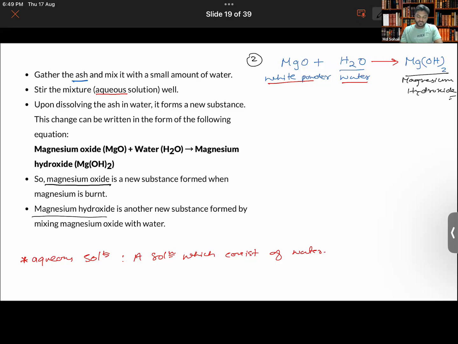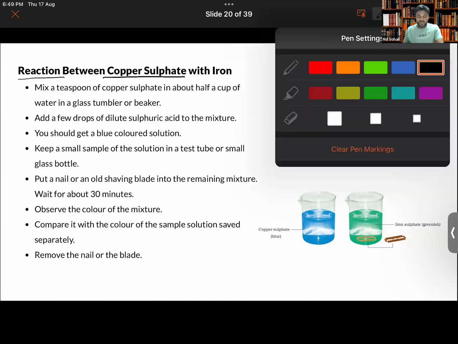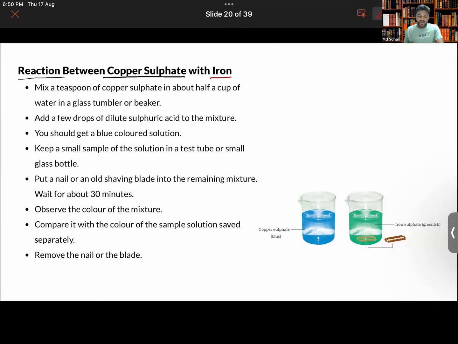Okay, good. Now let's take another example of a chemical reaction. I guess you must have seen or observed this, or might not have. Anyways, let's understand the reaction between copper sulfate and iron. How copper sulfate, that is CuSO4, reacts with iron.